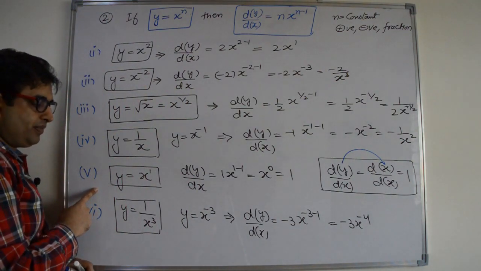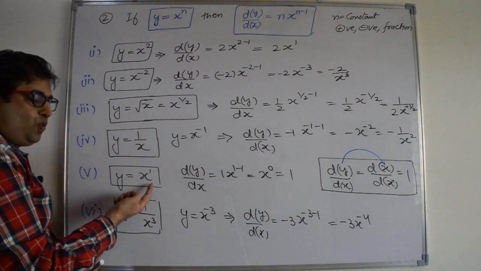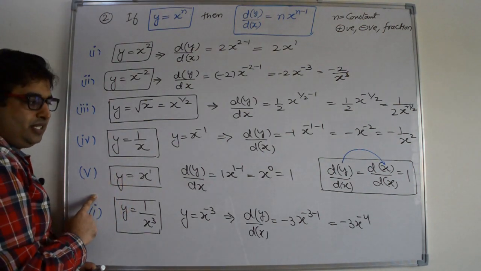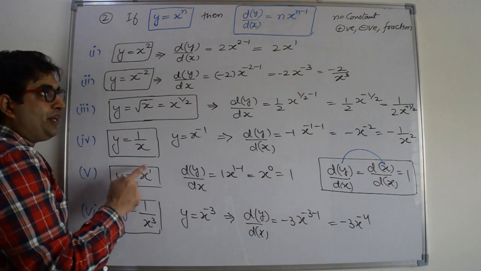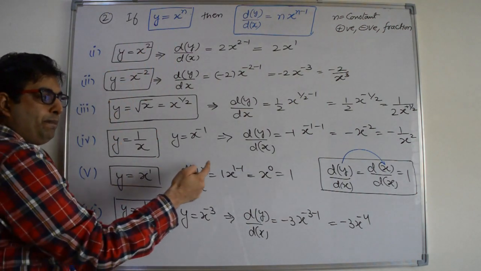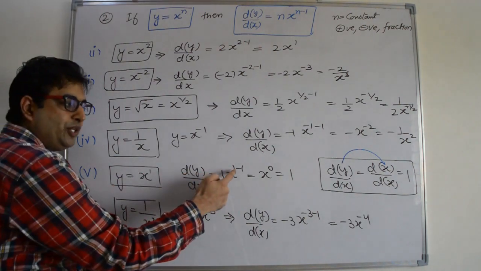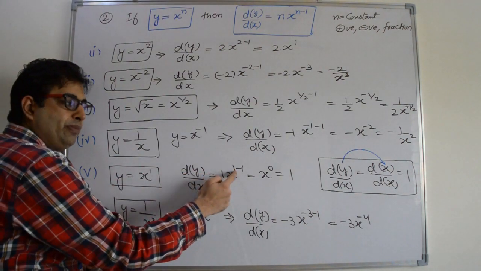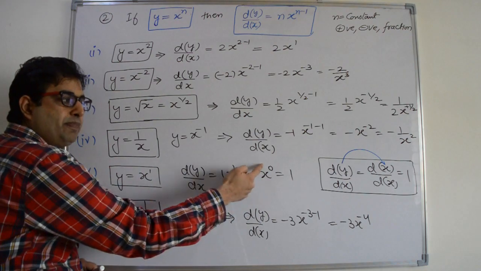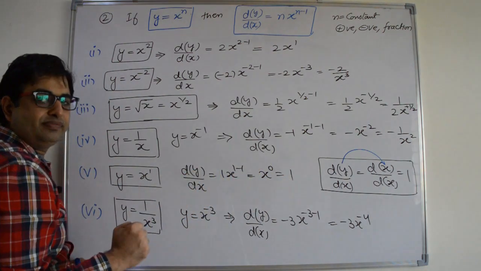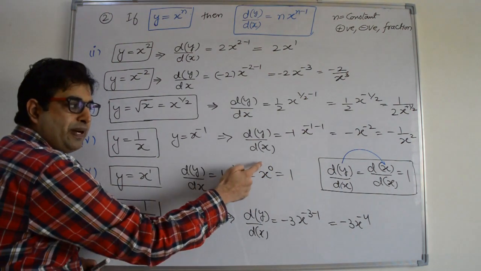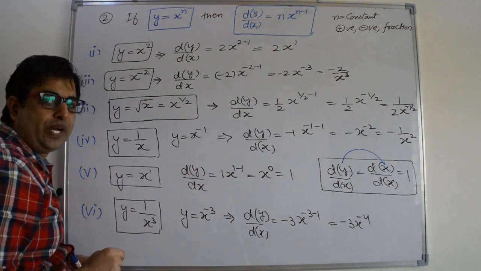Next example, y equal to x. Now y and x are equal, right? So we are using the same formula. Power will come in multiplication, so 1 will come in multiplication, and you have to subtract 1, so 1 minus 1 is 0. Anything power 0 is always equal to 1, right? Anything power 0 is equal to 1.